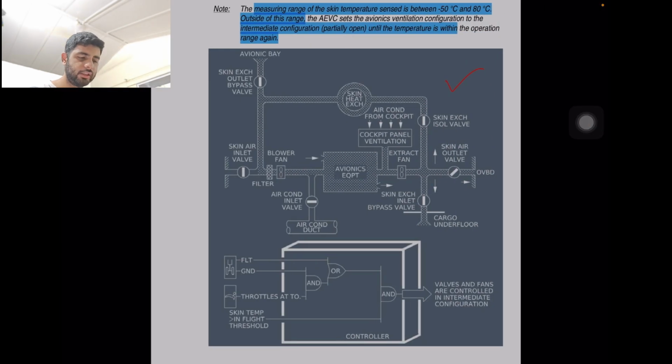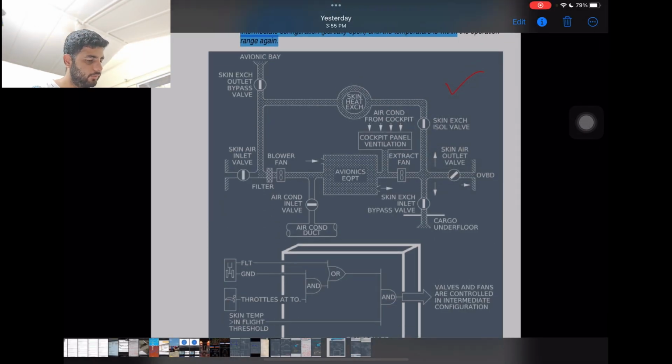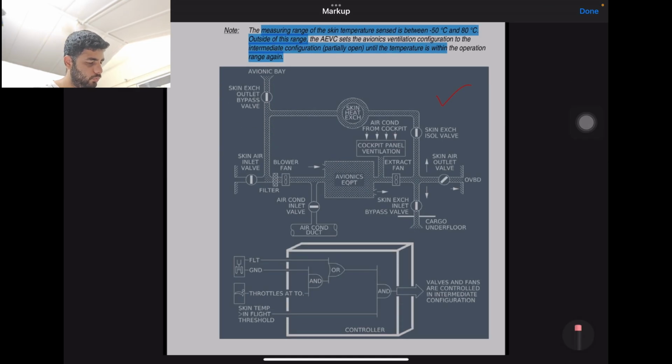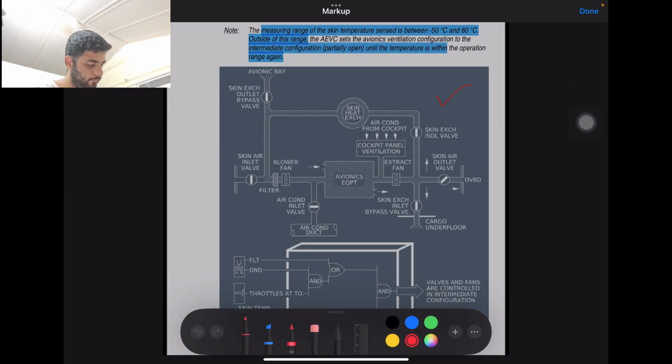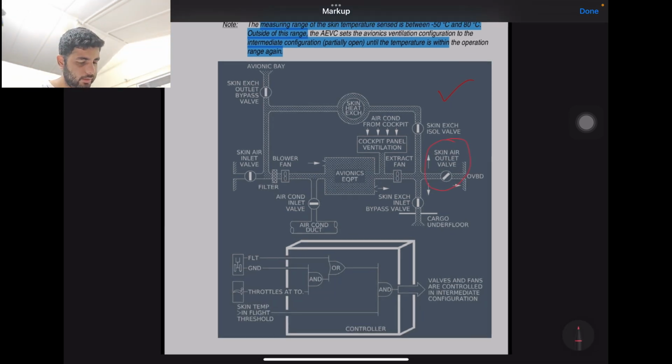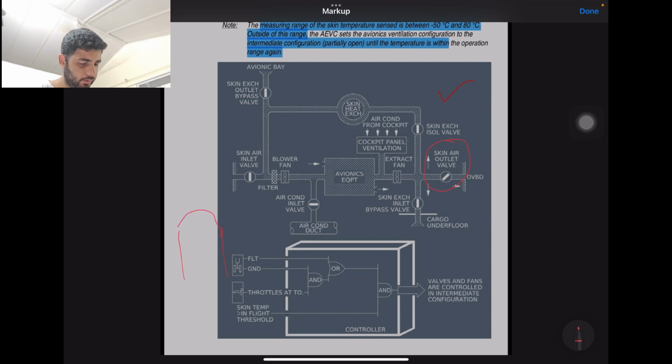Okay, so in the intermediate config, this skin air outlet valve basically looks like this. It's hinged along this, let's say, so it opens like this. And there is a small flap inside it, a small door. This door opens. This entire big thing does not open in this case.